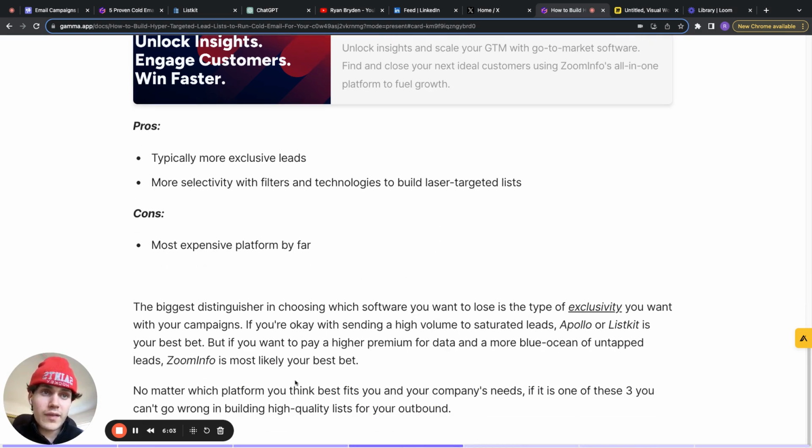And I just kind of explained this here, but no matter which platform you think best fits you and your company's needs, it should be one of these three, and they're all good. Like, you can't really go wrong with whatever you choose. These are just the three I've used myself, I have some familiarity with, and they've been great for me.